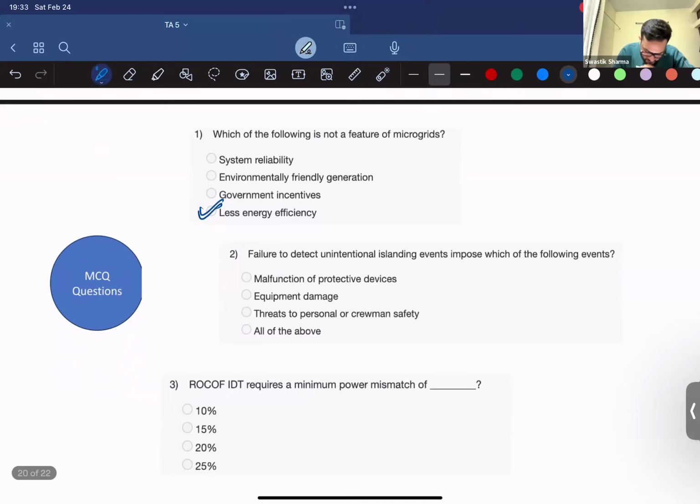Next, failure to detect unintentional islanding events imposes which of the following events? This was also talked about.